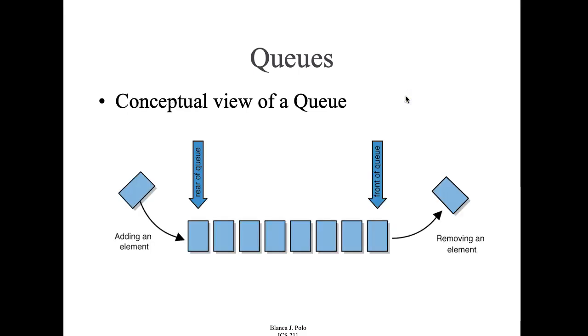So the conceptual view of a queue looks like this. We're going to be adding an element here at the end or at the rear of the queue, and the front of the queue is here where you're going to be removing an element. Again, if the box office is here, then you're going to be getting in here, but you're going to get out as you get your tickets to go inside the theater.